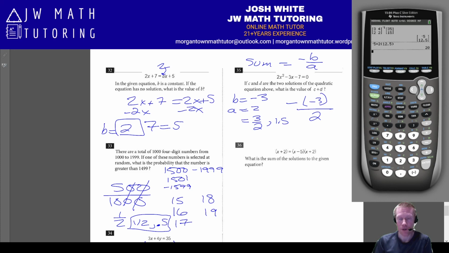Now, if you don't remember that, unfortunately this one doesn't factor. So you could go through the process of using the quadratic formula or completing the square.